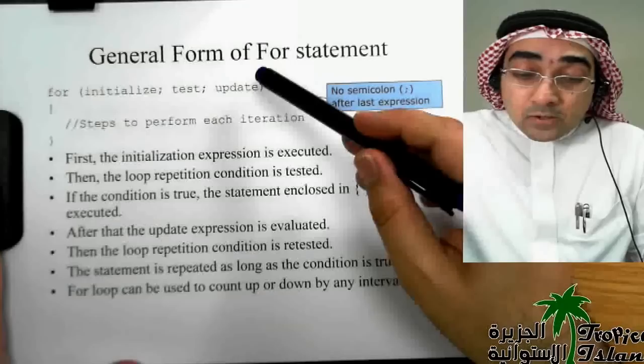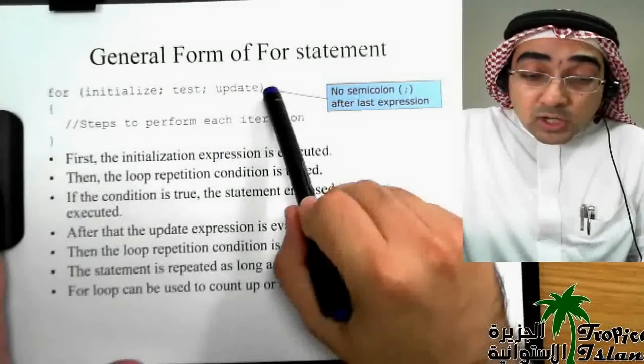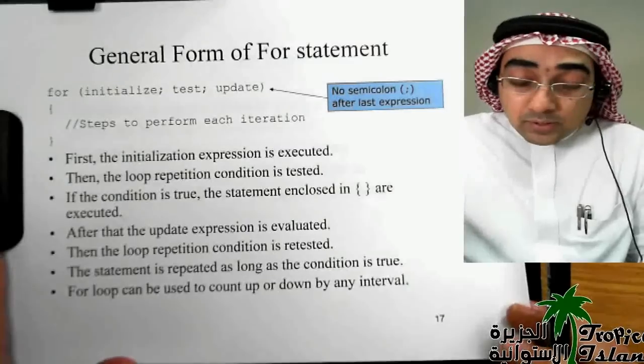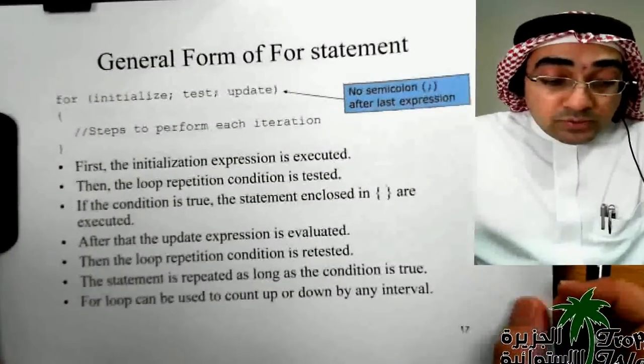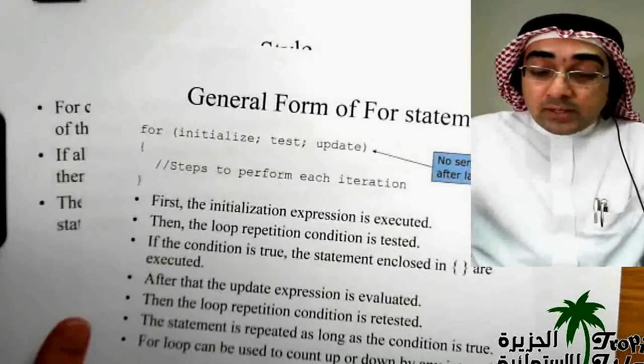Okay, notice that there are no semicolons after the for loop. The same thing goes for the while. In the while condition, you don't put a semicolon at the end of the while condition.